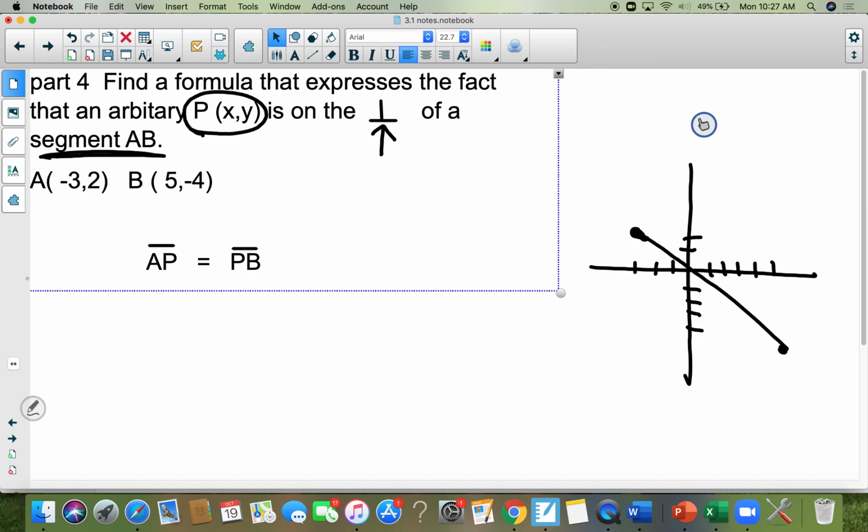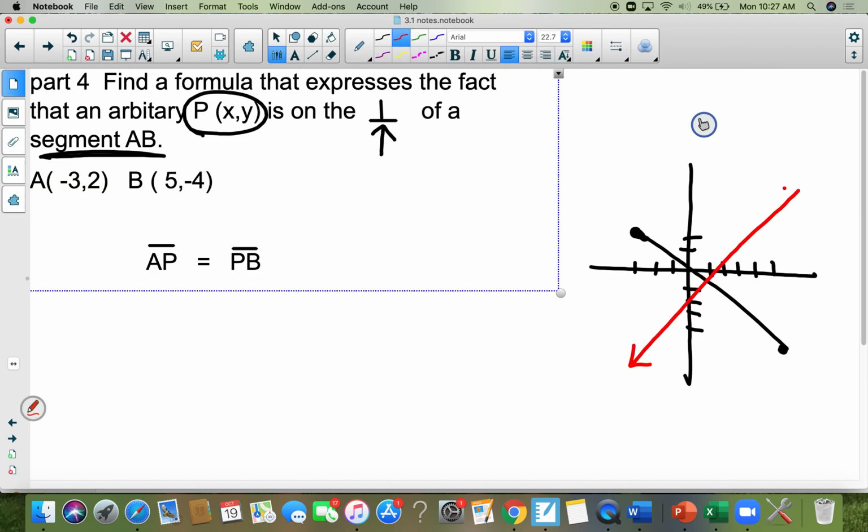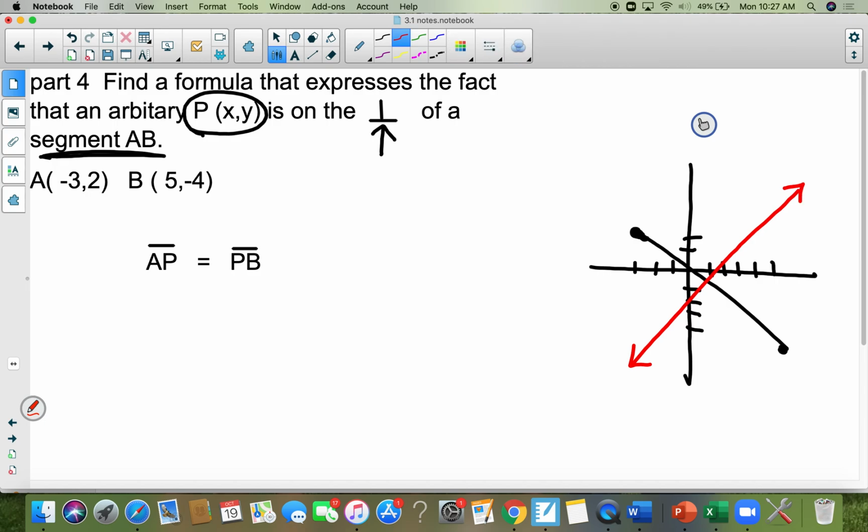We're going to find a line segment which is perpendicular to that black line. That is the perpendicular bisector, which cuts it in half also. It's 90 degrees, that red line, and it also cuts the black line in half.